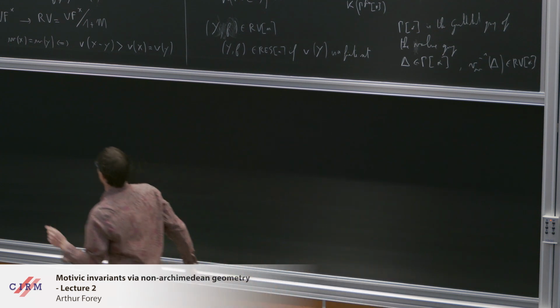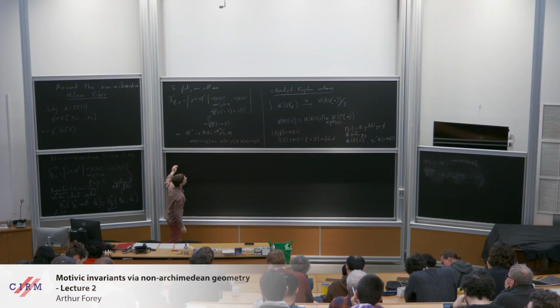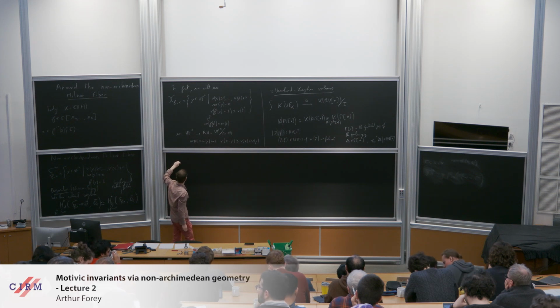And now you can get rid of the value group part. If you want to be fancy, you can call this the tropical part, just by taking some Euler characteristic. So you have this Euler characteristic.